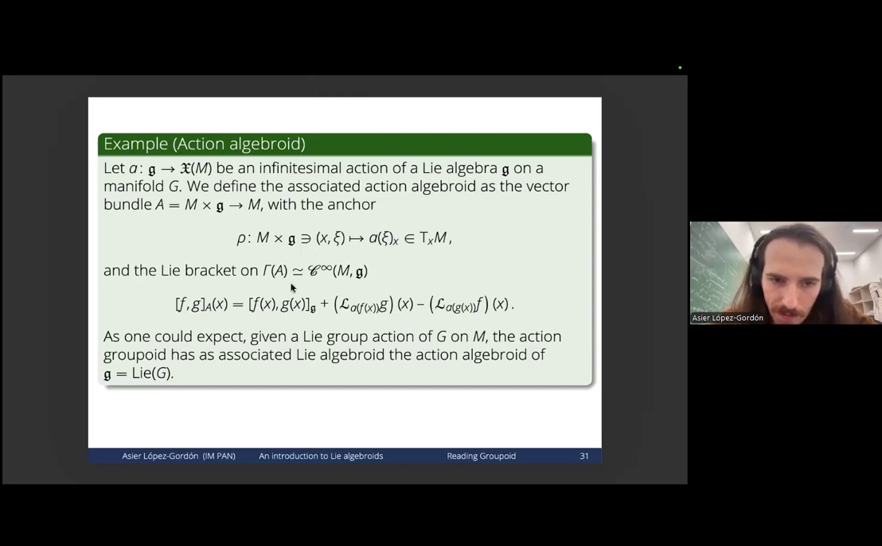The Lie bracket is defined by identifying sections of this trivial bundle with smooth functions from the base manifold with values in the Lie algebra. And as one could expect, this is precisely the Lie algebroid associated with the action groupoid given by the action of a Lie group.